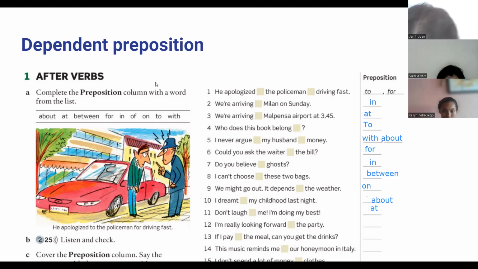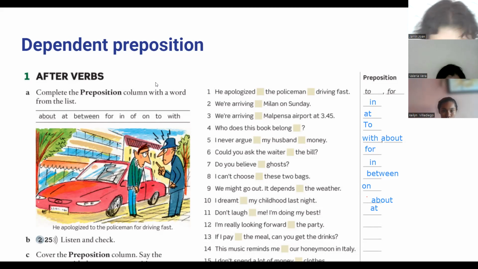I'm really looking forward to the party. Exactly. We learned this phrase in that writing assignment we did the other day? That was a letter. Yes, the letter. Looking forward to. Good. Valeria, next. 13. If I pay for the meal, can you get the drink? Pay for. Exactly. Next.